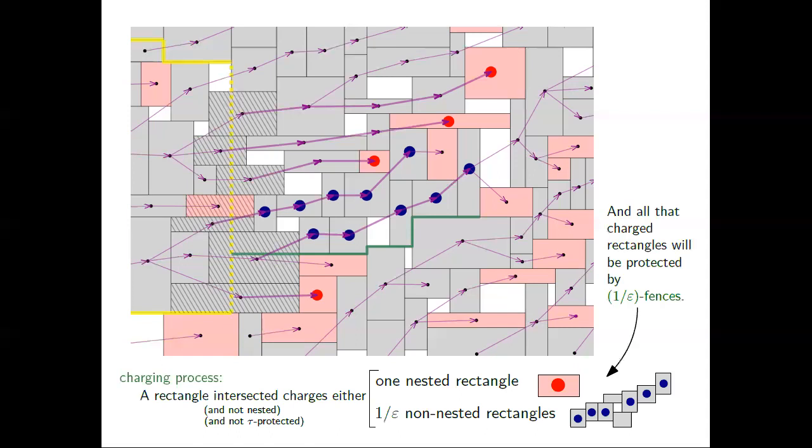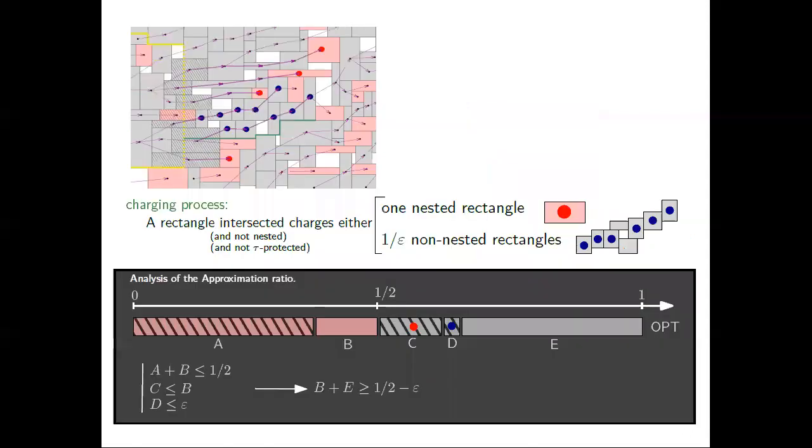Okay, and so to protect this rectangle, we need to use fences like this that have 1/epsilon bends. Okay, this is the analysis that is giving the 2+epsilon approximation. It's not so interesting. I guess you see it.